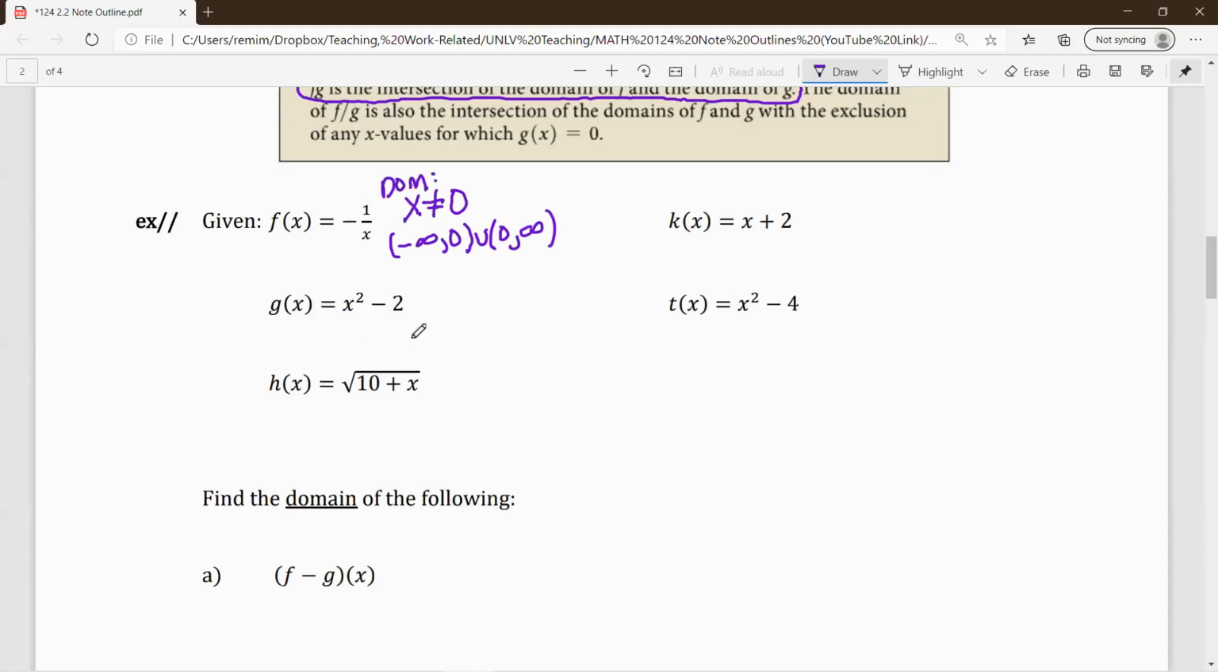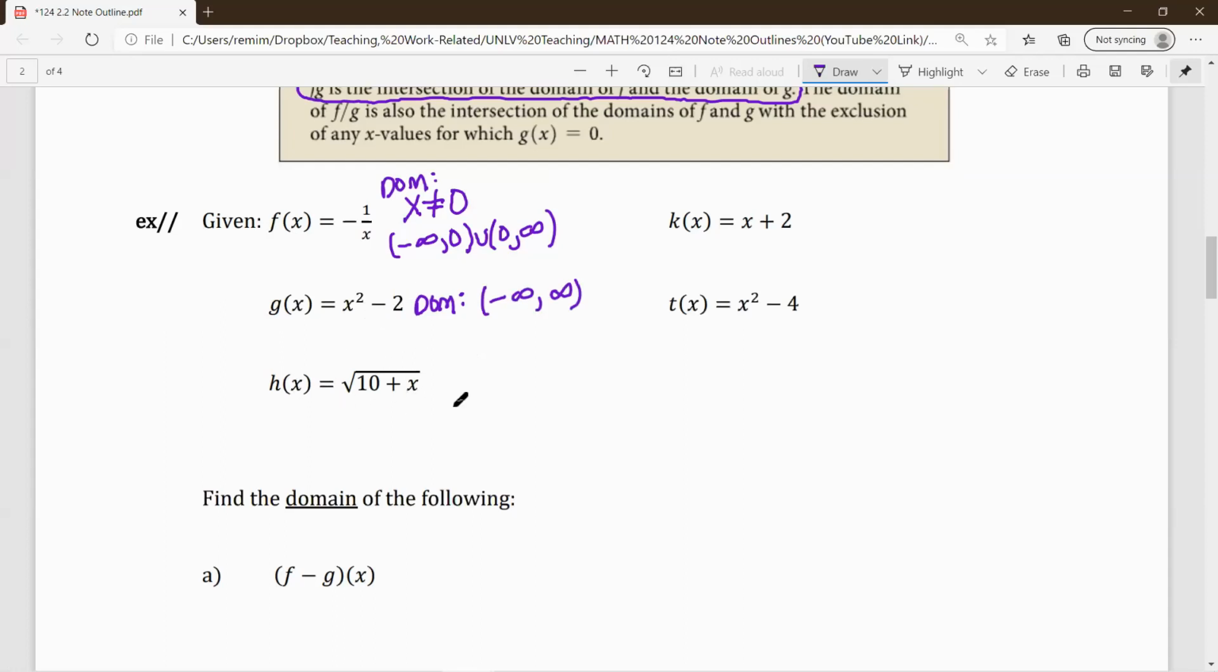How about g of x? We ask ourselves the same 2 questions. Do we have a denominator here? Nope. Do we have even roots here? Nope. So that's the nice case. When you do not have any of those possible 2 domain issues, you just say, okay, I'm done, -∞ to infinity. So that's that one.